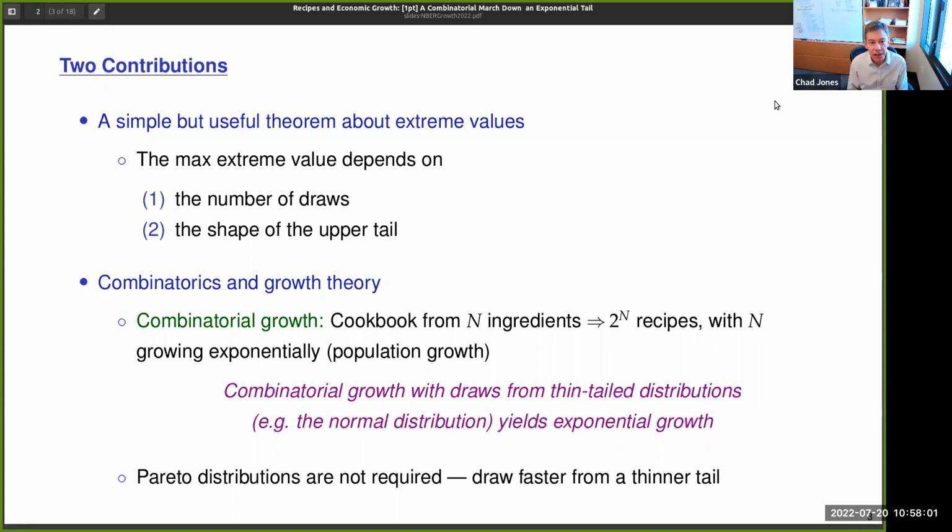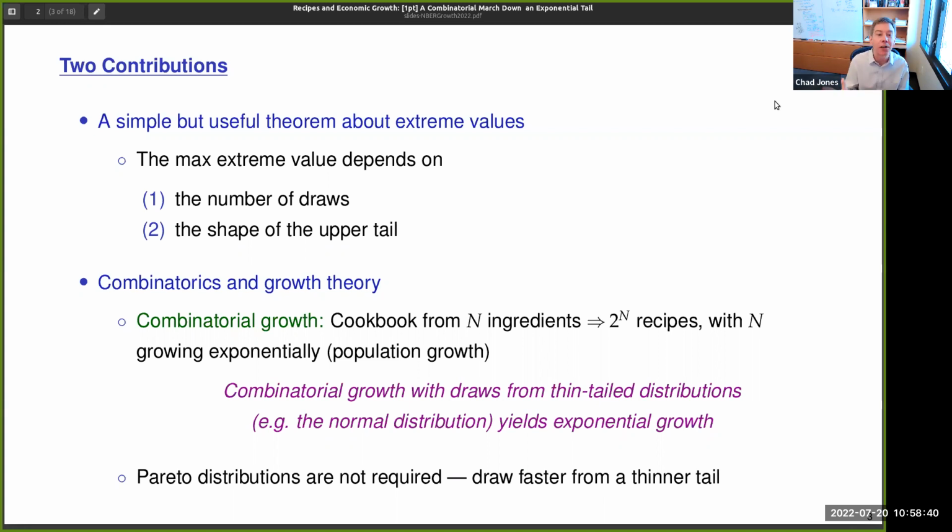To see the application, I need to define what I mean by combinatorial growth. Think about the number of recipes you can include in a cookbook if you have n ingredients. Every ingredient can be in or out of a recipe. And so the number of recipes you can make from n ingredients is 2 to the n. What I mean by combinatorial growth is 2 to the n, where n grows exponentially. And again, I'll think about the exponential growth in ingredients as resulting from population growth and the number of researchers. But 2 to the n, where n grows exponentially, that's combinatorial growth.